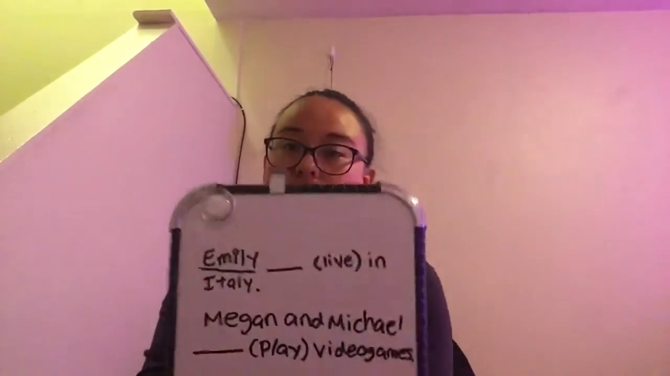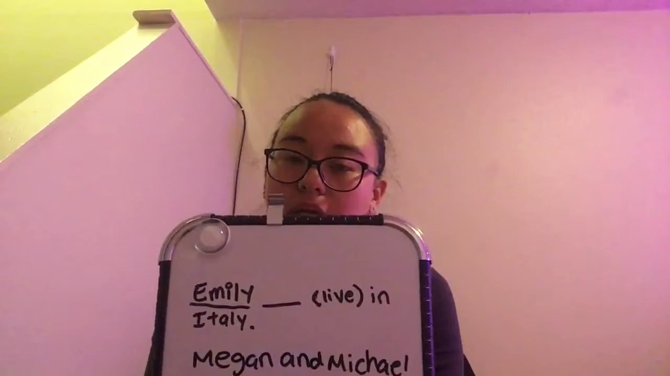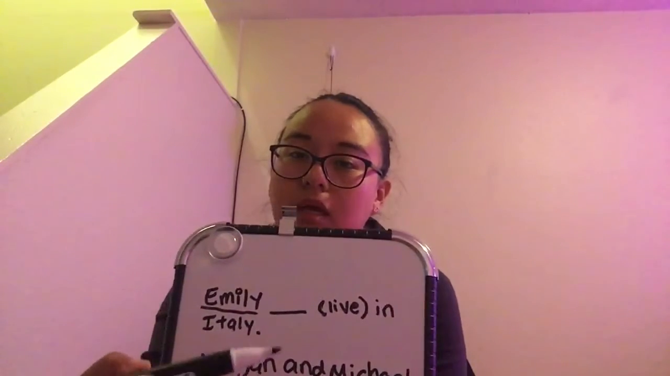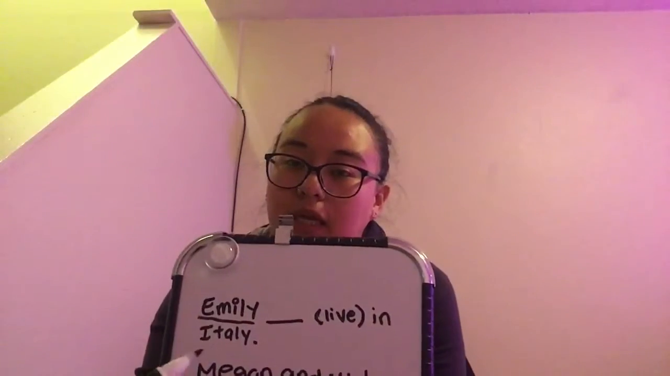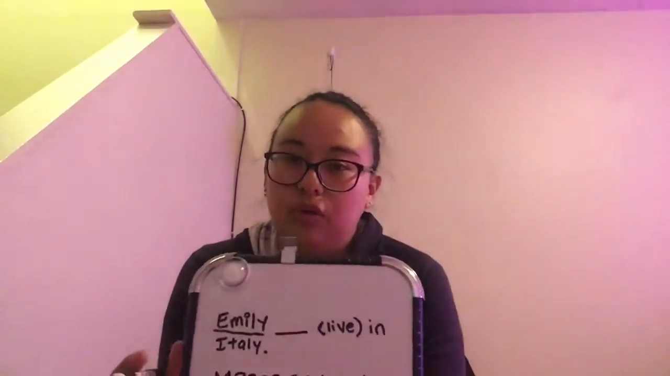So I'm going to give you some examples and some exercises so you can do it with me, and I will give you the correct answer at the end, okay? Let's start with the exercises. The first one we have here is Emily, then we have the space, the verb is going to be live, in Italy. So I'm going to do it with you.